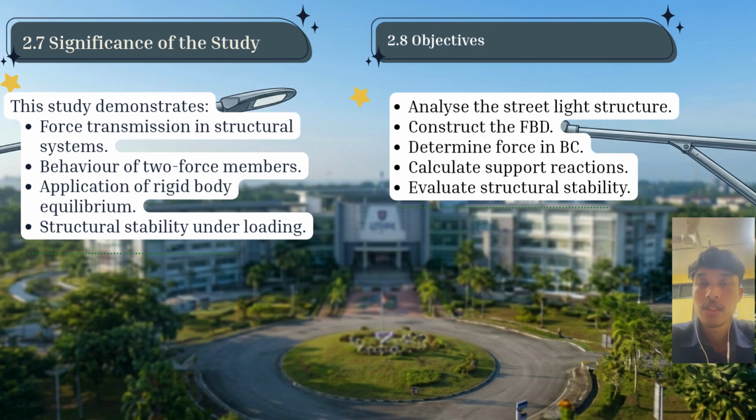For 2.7 Significance and objectives. This study is significant because it demonstrates how fundamental statics concepts can be applied to a real engineering structure. The objectives of this study are to analyze the straight-line structure, construct the free body diagram, determine the force in member BC, calculate the support reactions, and evaluate the stability of the structure under the applied loads.